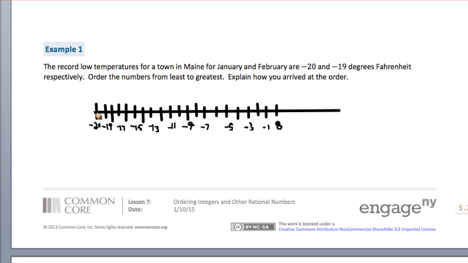When I write the numbers in order from least to greatest, I should be writing the numbers furthest to the left and working my way toward the right, because the further left you go on the number line, the less the value of the number. So in this case, negative 20 is furthest to the left, followed by negative 19.